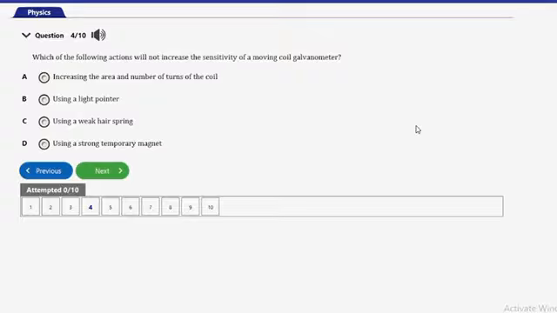So guys, the answer to this question is option B, and that's using a light pointer. So let's go ahead and consider the next question, guys.